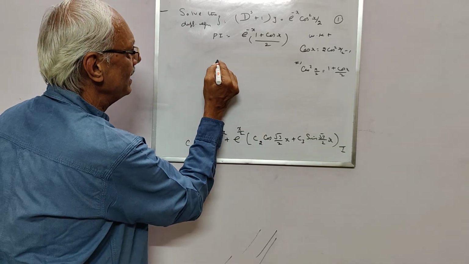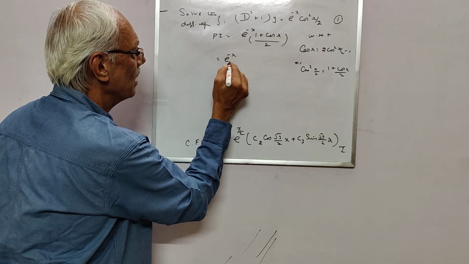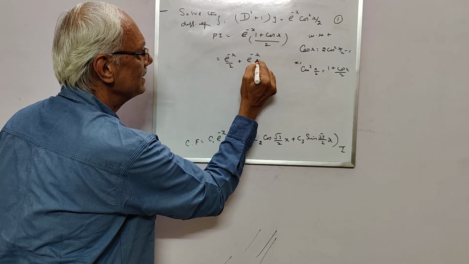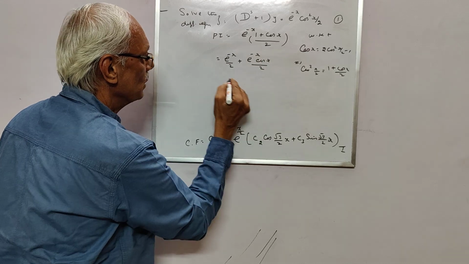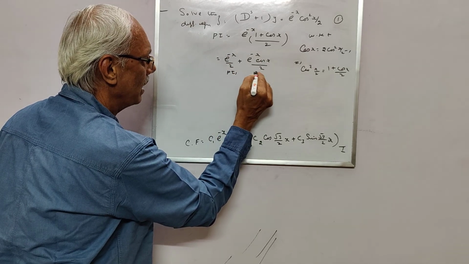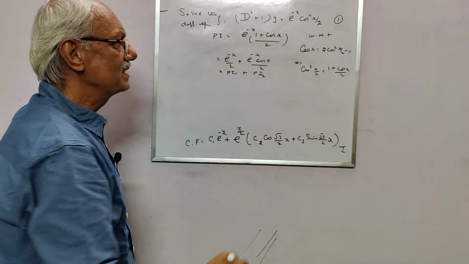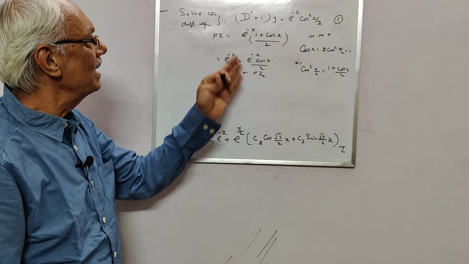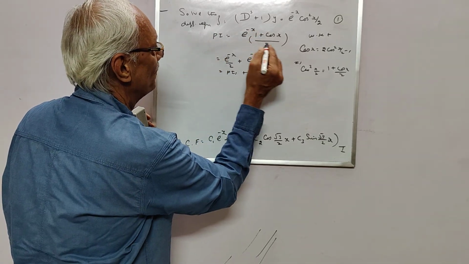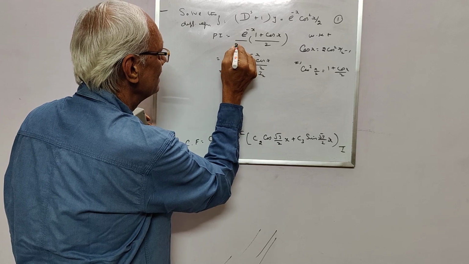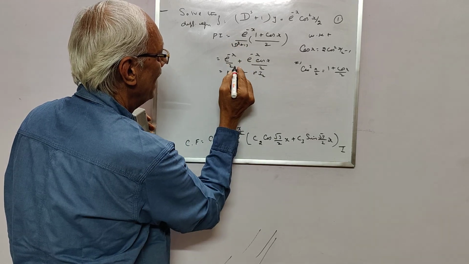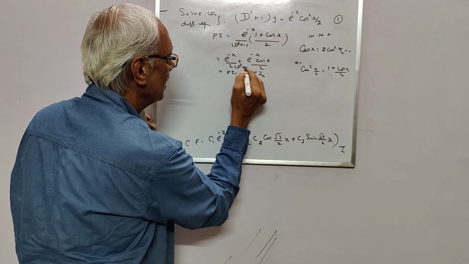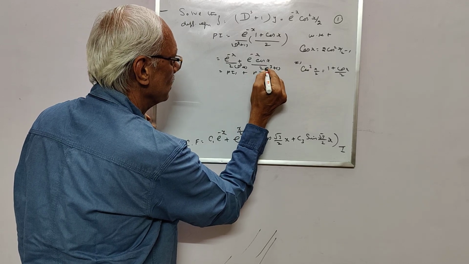Now you see that I can write this as e to the power of minus x by 2 into 1, plus e to the power of minus x cos x by 2. Now call this PI1 and call this PI2. Let us try to solve this. So integrate this with respect to this. I have forgotten to write this: this is D square plus D plus 1, and here also D square plus D plus 1, and here also.